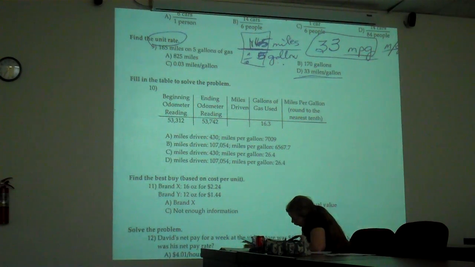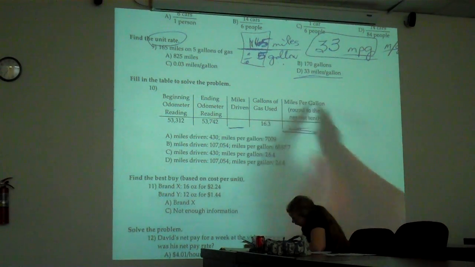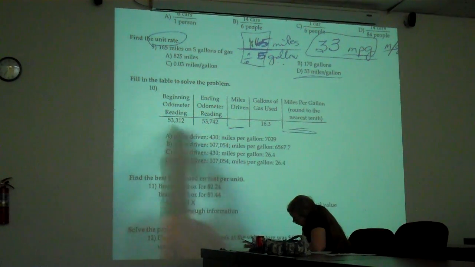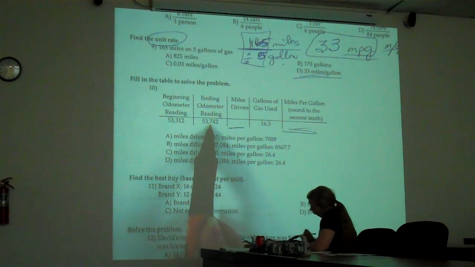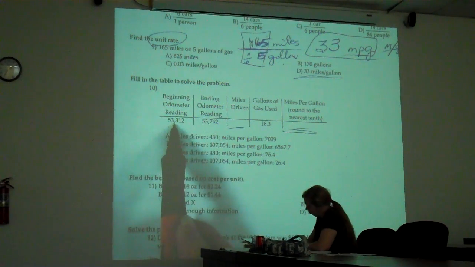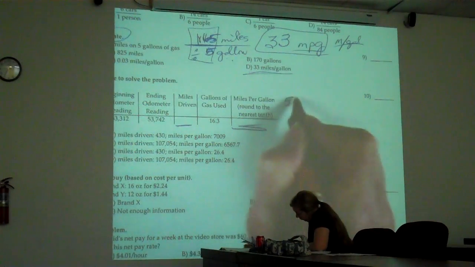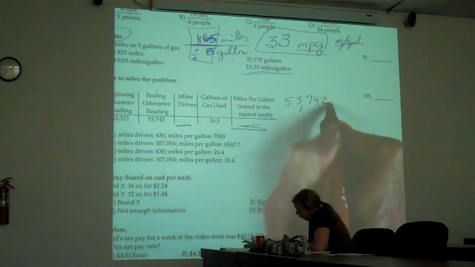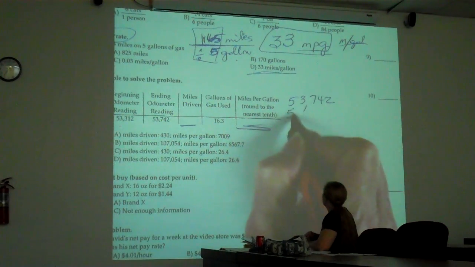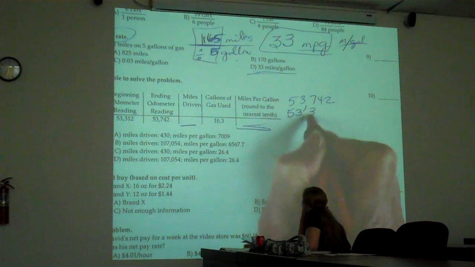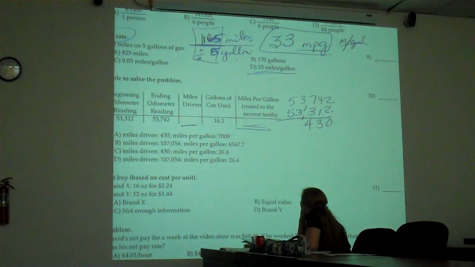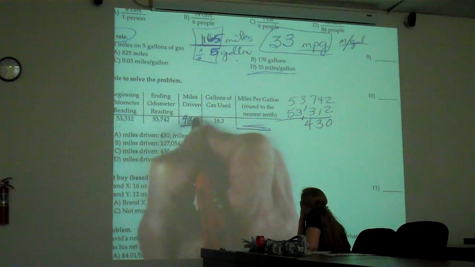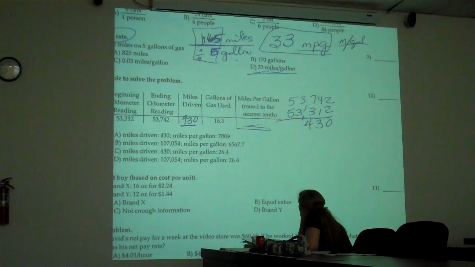Okay, fill in the table. The table needs how many miles are driven, and the table needs miles per gallon. If you have the beginning and ending miles, take the big one, the ending miles minus your beginning miles. So you got 53,742, subtract 53,312. So you went 430 miles. That's one of your answers, 430 miles driven.